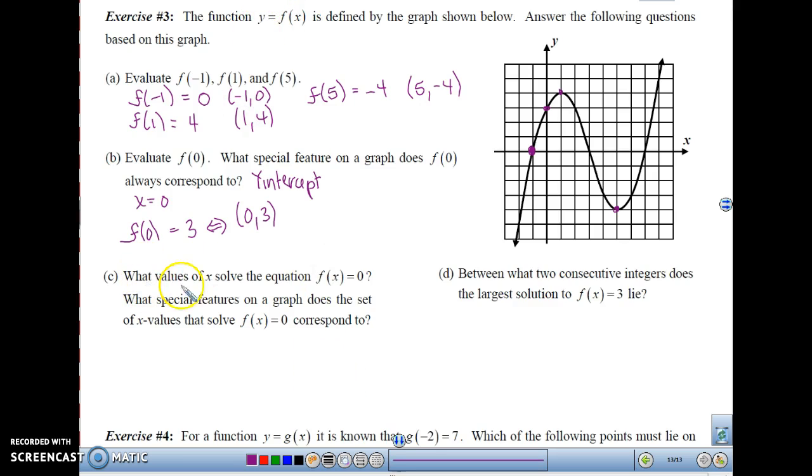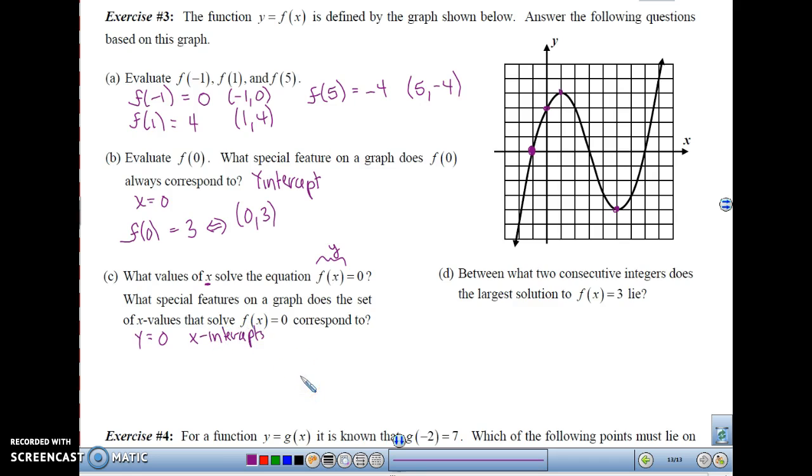All right, what values of x solve the equation f of x equals 0? Okay, now this time, what are they asking you to find? They're asking you to find the x's when y is 0. So what are we actually looking for? When y equals 0, we're looking for the x-intercepts. Y equals 0 means we are looking for the x-intercepts of the graph.